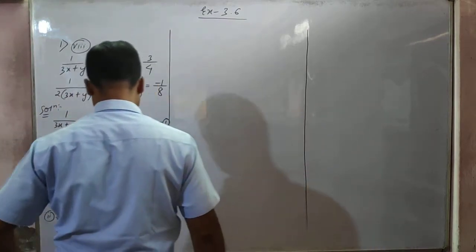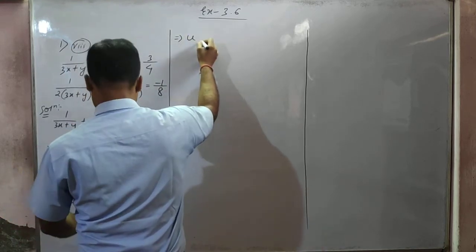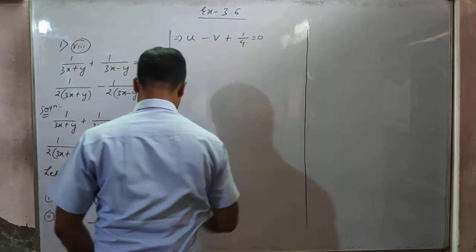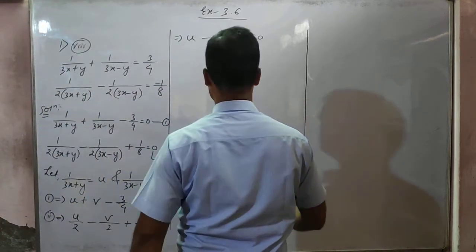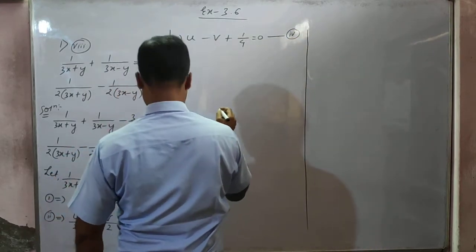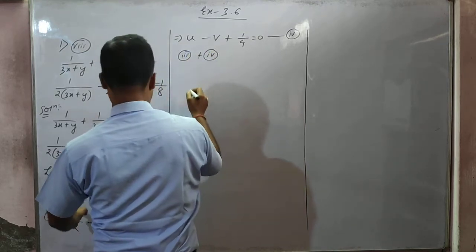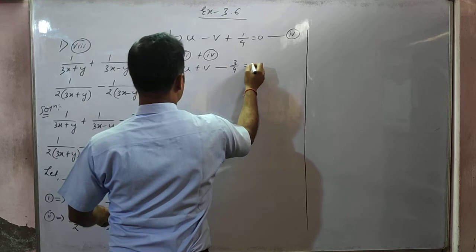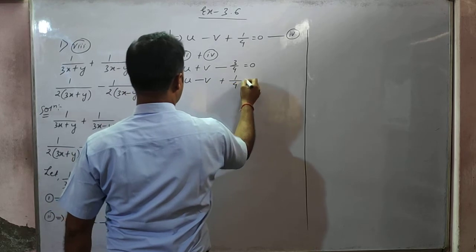So students, it will become u minus v plus 1 by 4 is equal to 0. I multiply both sides by 2, 2 cancel, 2 cancel. Mark number 4. Now very easy now students. 3 and 4, 3 plus 4 we will do: u plus v minus 3 by 4 is equal to 0, and u minus v plus 1 by 4 is equal to 0.